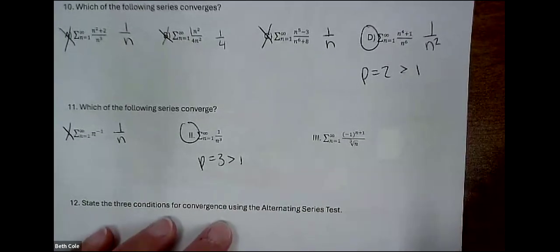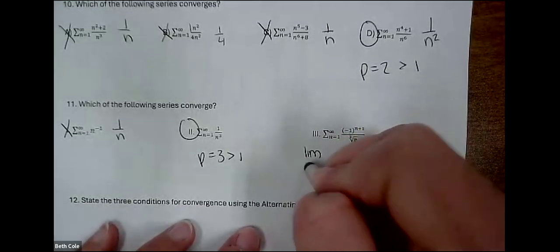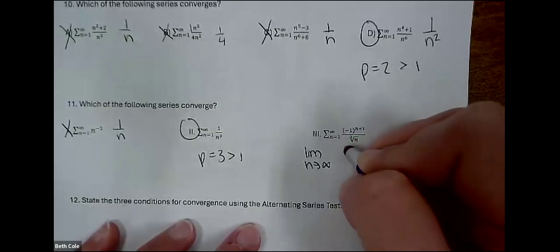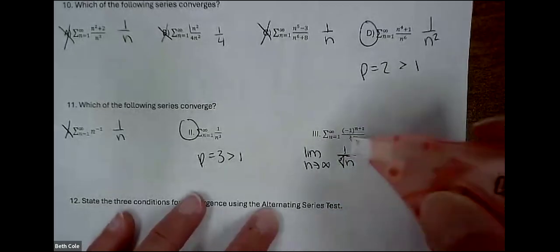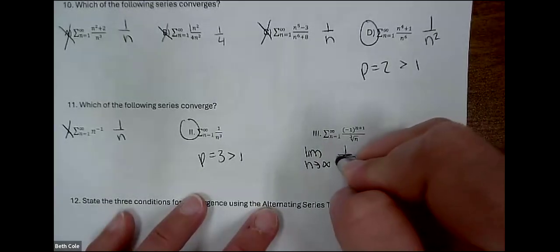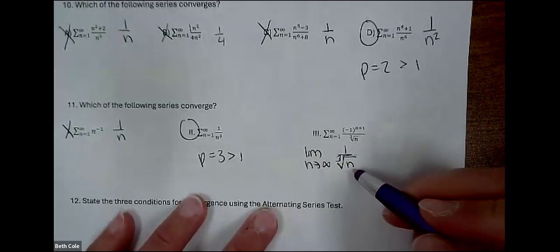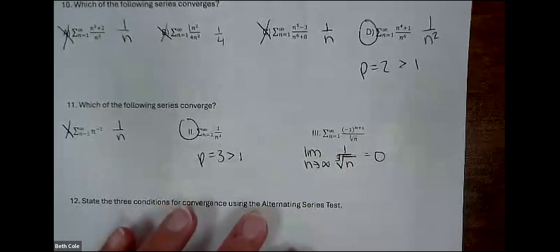All right, for your alternating series test, and I know this is alternating because it has this -1 in there, you do the limit as n goes to infinity of everything without that alternating part of it. If your denominator gets bigger and bigger and bigger, this is going to go to 0. So that's the first thing that has to happen.